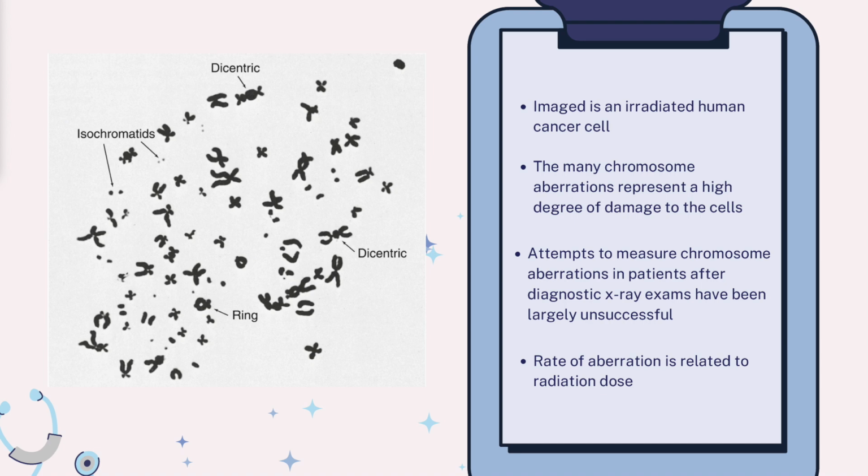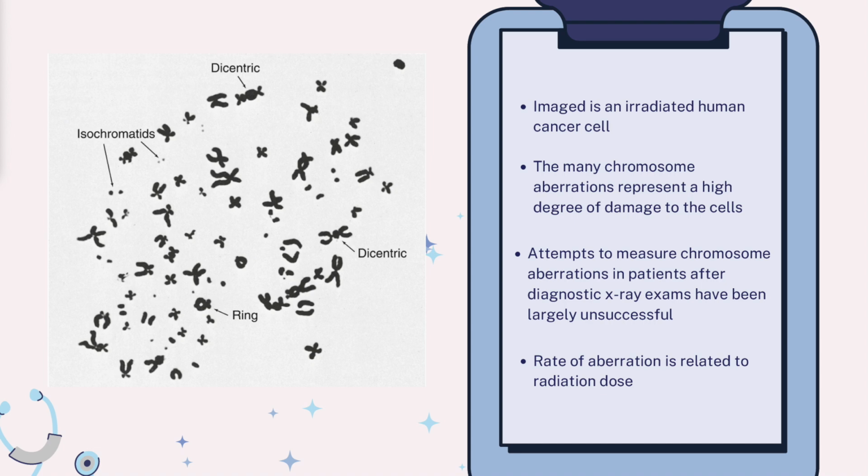The image in this photo is displaying an irradiated human cancer cell. In the photo, I will be introducing you to chromosome aberrations. The labeling on the photo are different types of chromosome aberrations that we will be exploring further. These aberrations are representing a high degree of damage done to the cells.